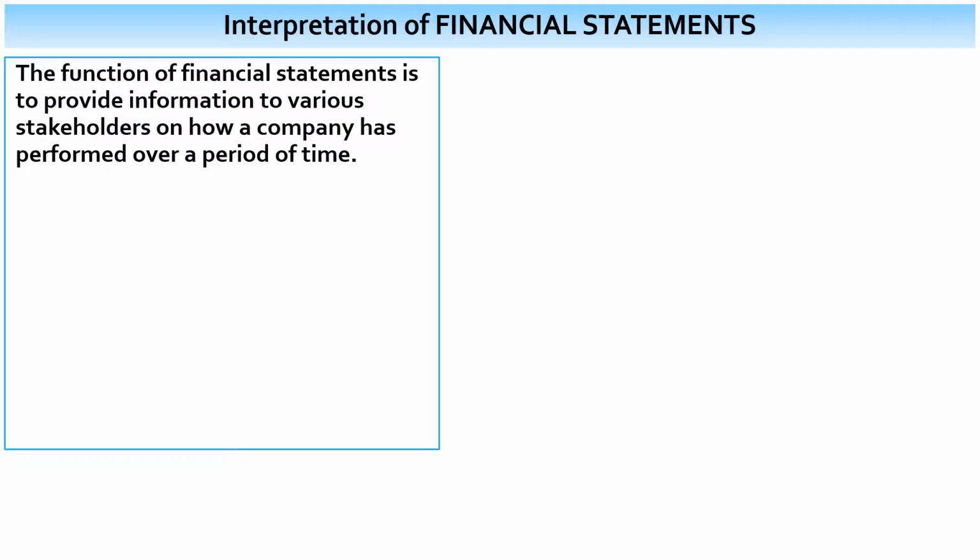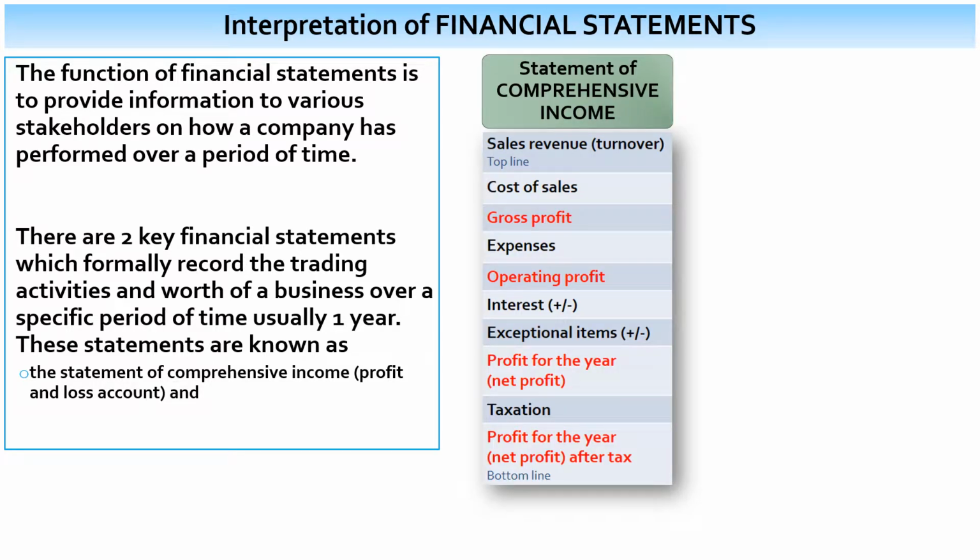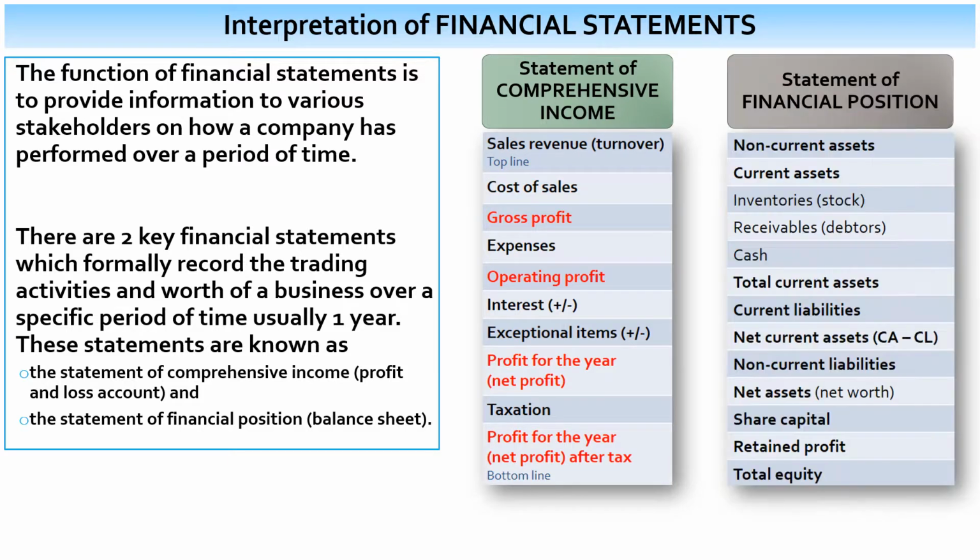So let's remind ourselves that we are looking here at financial statements, and the function of a financial statement is to provide information to stakeholders on how the company is performing. There are two key financial statements which record trading activities of the business, normally by looking over a period of a year. They're known as the Statement of Comprehensive Income, the Profit and Loss Account, and what we're looking at today, the Statement of Financial Position, the balance sheet showing assets and liabilities at a particular point in time.